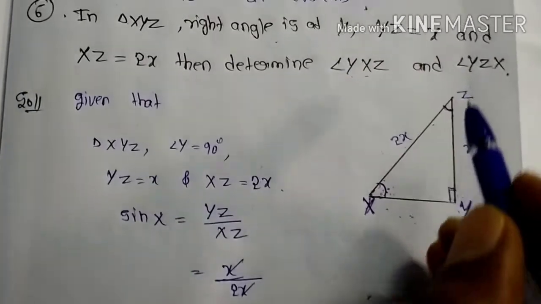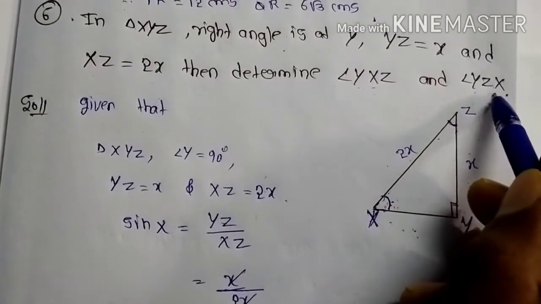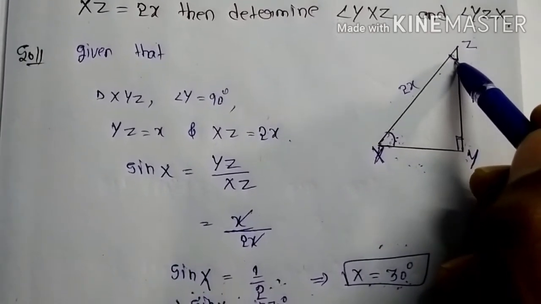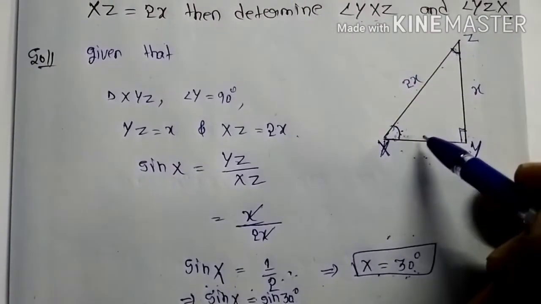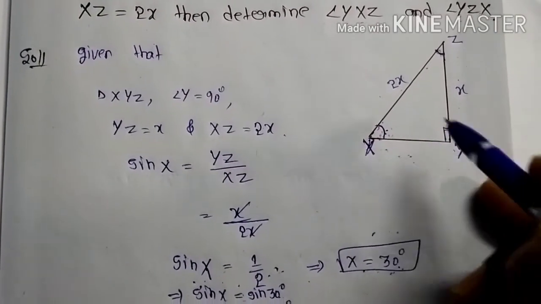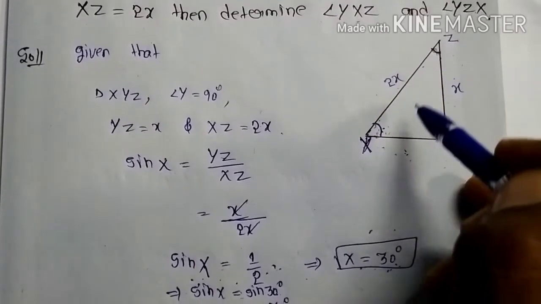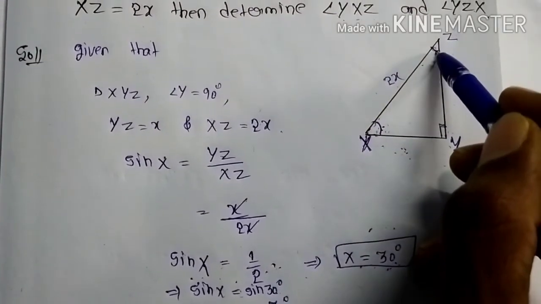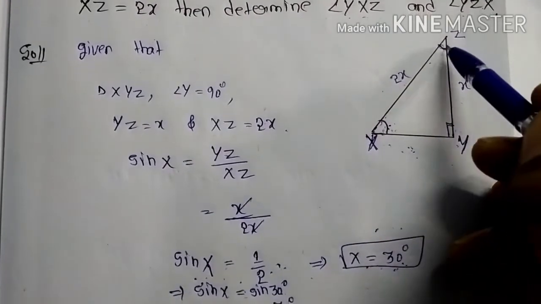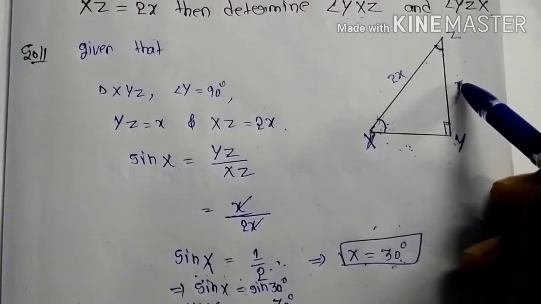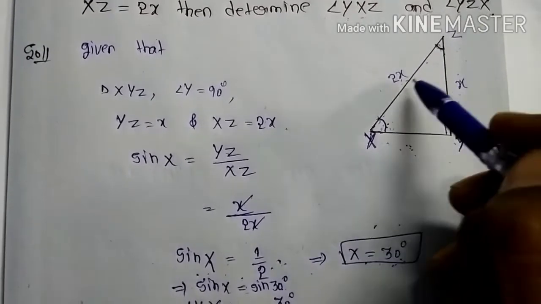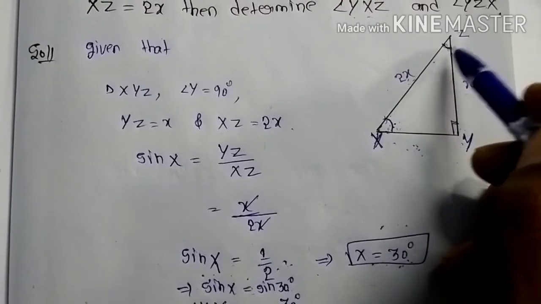In a similar way, you need to find the next one, angle YZX. See here, if I am taking sin z, do you know the x value? We don't know the XY value, so don't take the sine ratio. If I'm taking the cos ratio, cos means adjacent by hypotenuse. Yes or no? Both the values are available, so you can take cos z only.